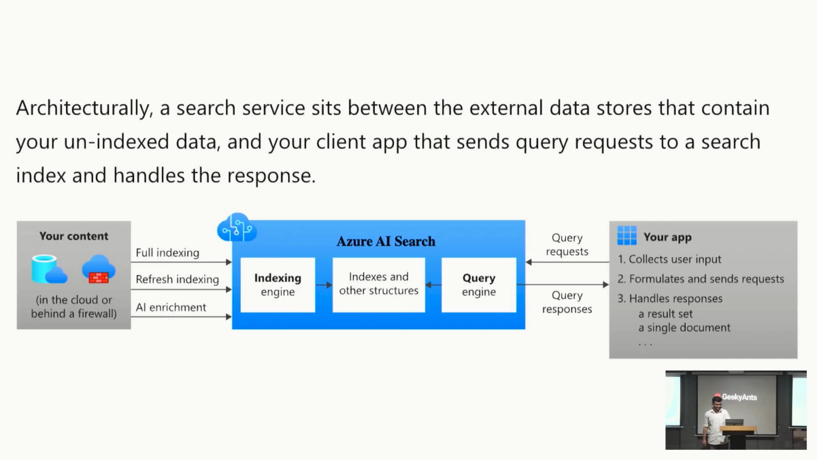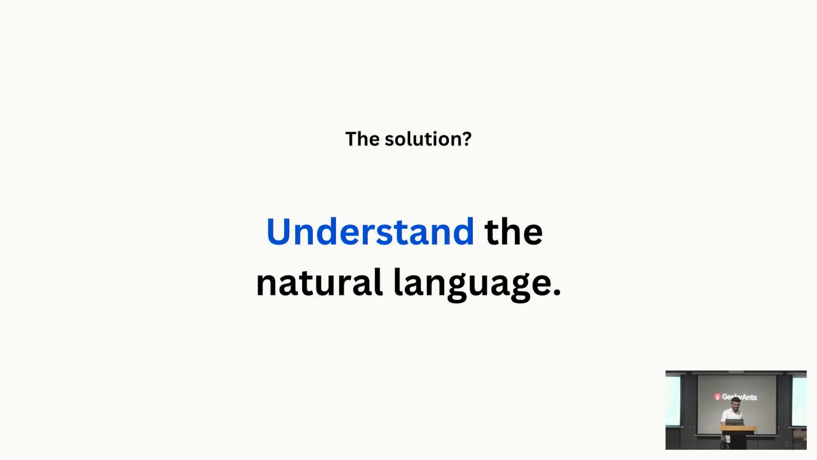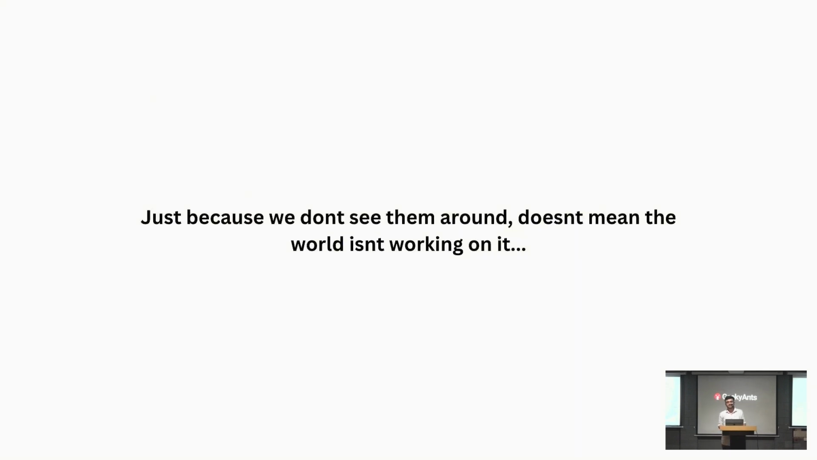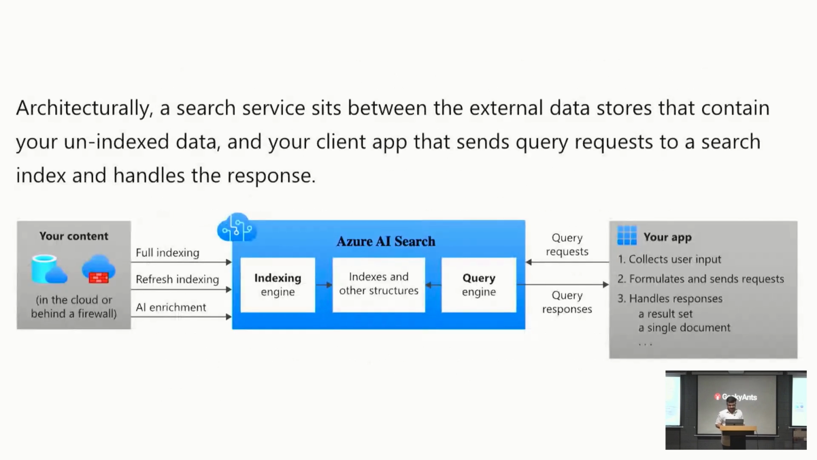Now, just because we don't see solutions around doesn't mean people have not created them, right? So I went forward to see what the solutions are. This is mostly how people search: there is a service sitting between the client app and the content layer. And this could be any content, PDFs as well. This Azure AI Search is actually a product, formerly known as Azure Cognitive Search.